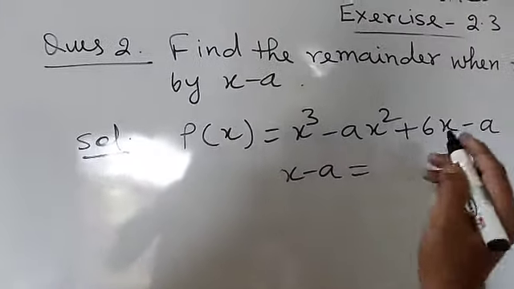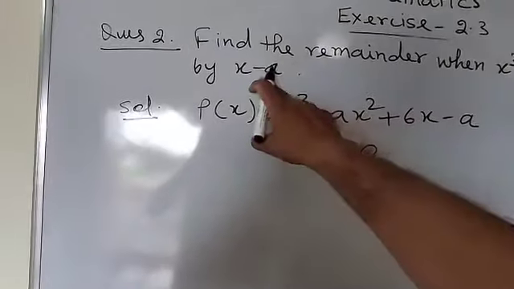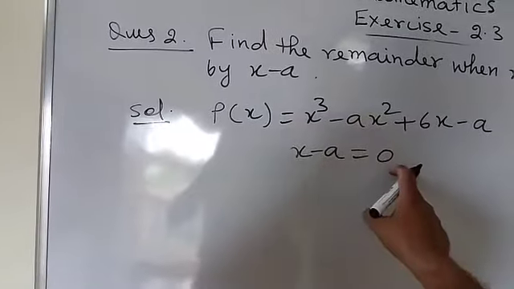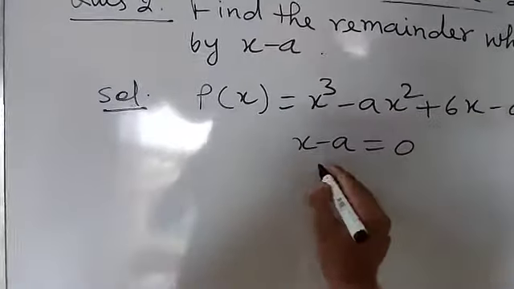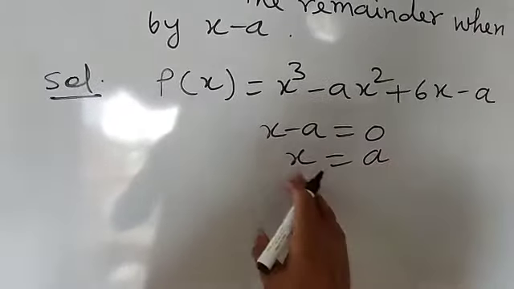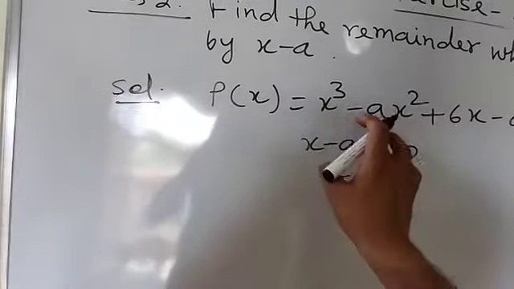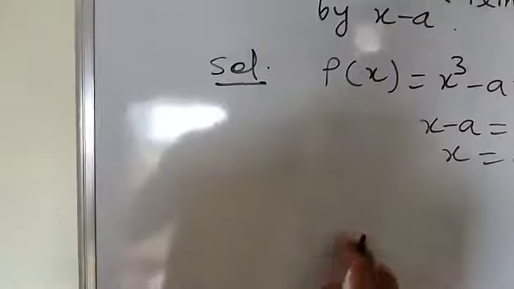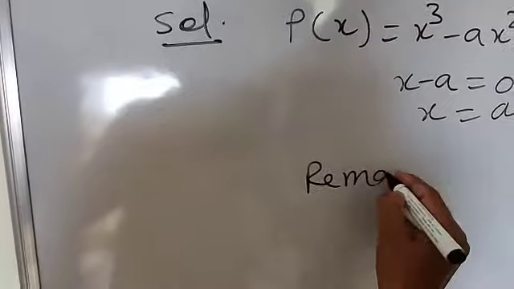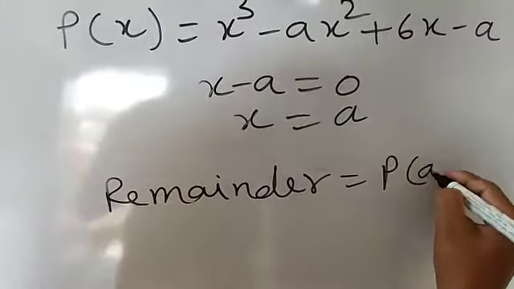So the divisor you will put equal to 0. It is just like the previous question. So the divisor is x minus a, so the divisor will be kept equal to 0, x minus a equal to 0. Then x equal to, minus a will be transferred to the right side, equal to a. So here you got the value of x, and that value of x will be replaced in the dividend. So here the remainder equal to p, and x will be replaced by a.